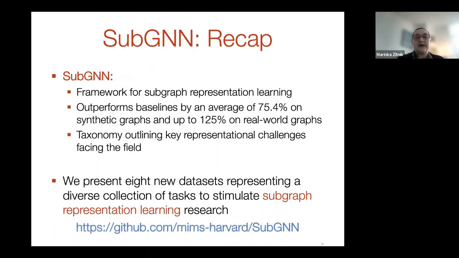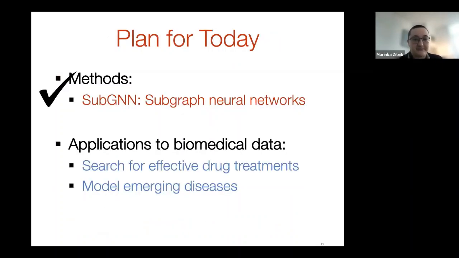So to recap, SubGNN is a framework for subgraph representation learning. It performs well on synthetic and real-world data sets. And this particular study also puts forward a taxonomy that brings together more classic concepts from network science, such as internal and border structure and position of subgraphs, with modern representation learning paradigms. We present 8 new data sets that are a diverse collection of tasks to stimulate and facilitate research in this area, and all these data sets are available through our GitHub channel.